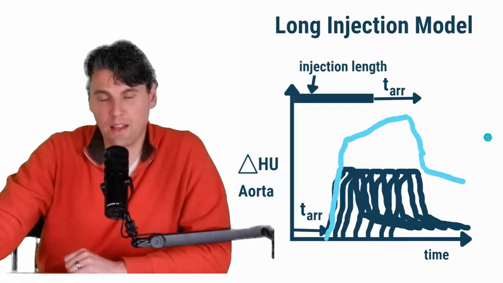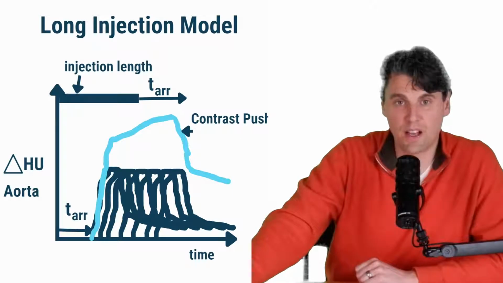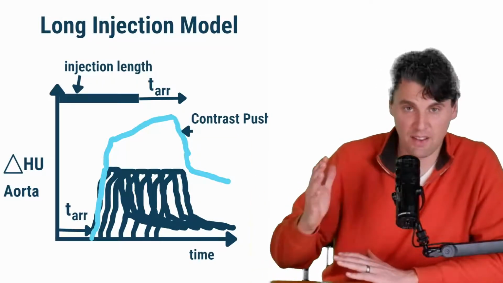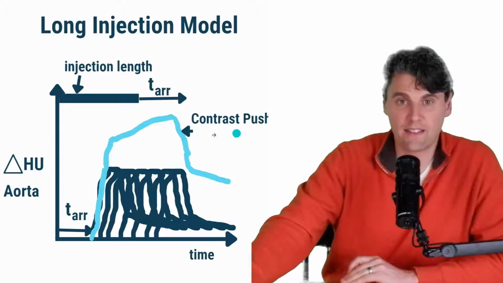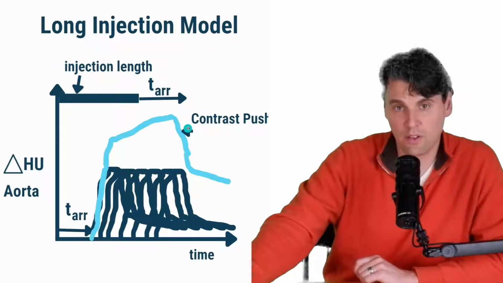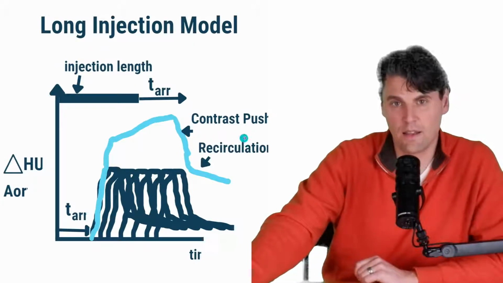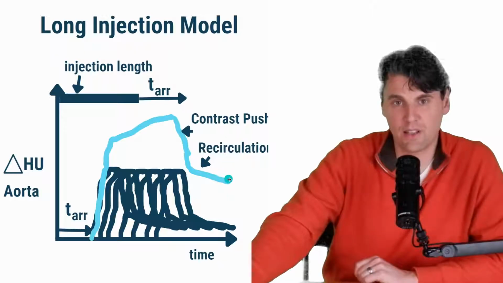And then the same thing that we talked about for the short case: you can think about the duration that we injected plus the arrival time. That's approximately when it's going to start to go down. Just like in that short injection, there's going to be an effect of that contrast pushing through, and that's going to move the decay a little bit earlier. We also have this recirculation effect right here, so the contrast doesn't go down to zero right away.